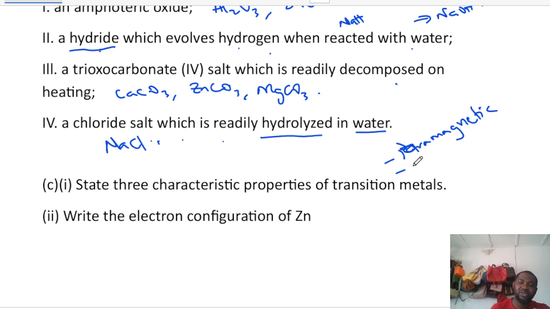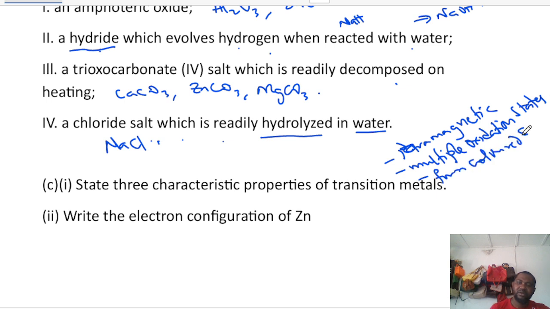Secondly, they have many oxidation states. We can write there, multiple oxidation states. That's the second one. They have many oxidation states. Then the third one is another wonderful property: they form colored salts. Transition elements, transition metals, actually form colored salts.